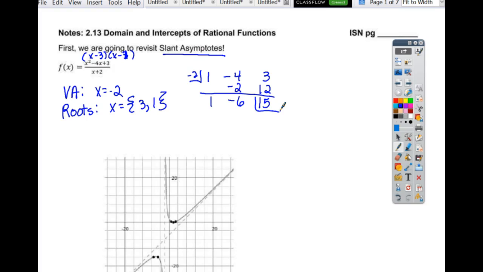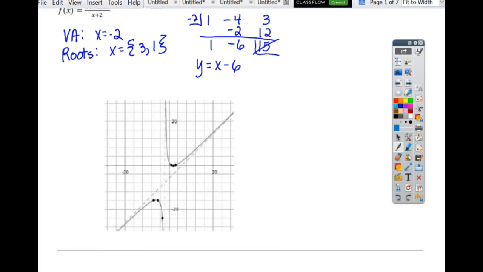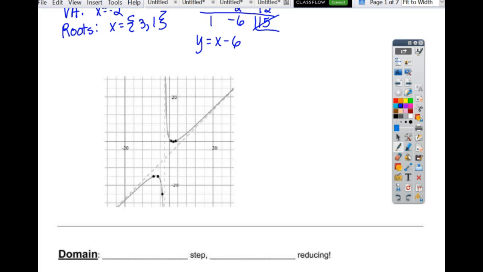I get the slant asymptote from right here, because yesterday we said we don't care about the remainder, right? So what's the slant asymptote? X minus 6. So if you look, that is the slant asymptote. That's the dotted one. It goes through -6 and it has a slope of up 1 and over 1. So here's my slant asymptote. There's my vertical asymptote, and here were my roots.